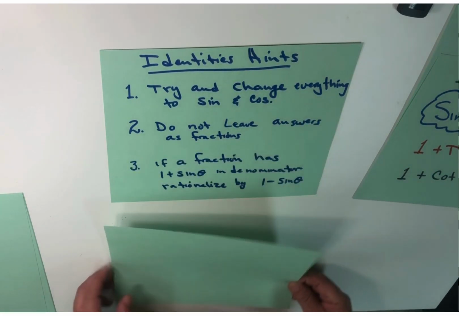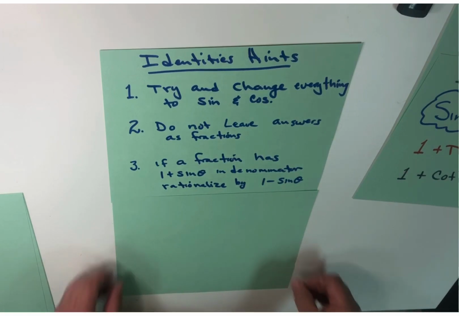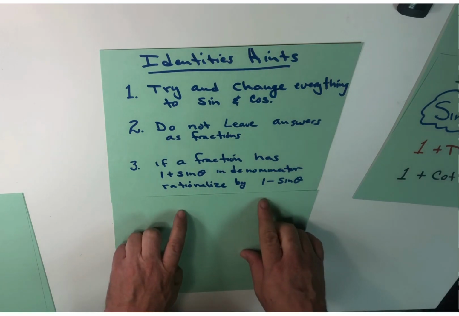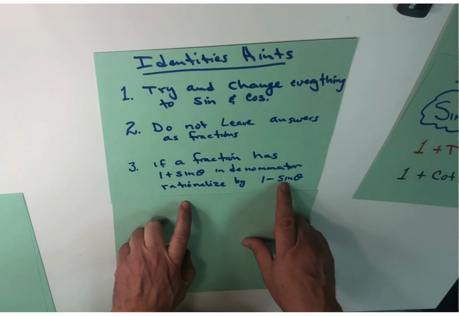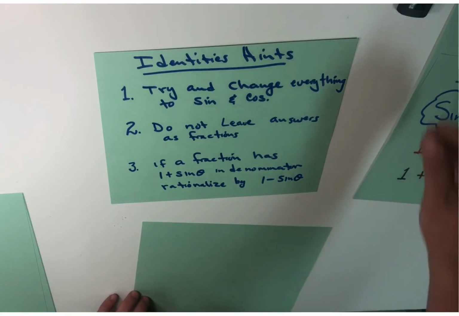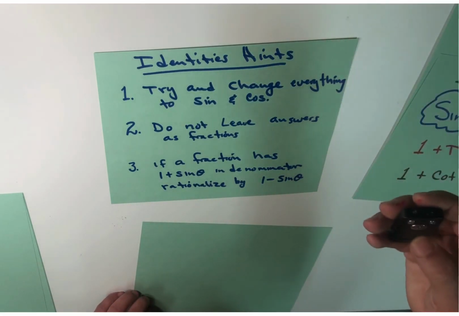Later on, as they get more complicated, you're going to see that sometimes you're going to end up with a denominator of 1 plus sine of theta, for example. And remember that the way to get rid of a binomial is to multiply by its conjugate. So if you multiply and rationalize by 1 minus sine theta on both top and bottom, you'll see that magic will appear yet again.